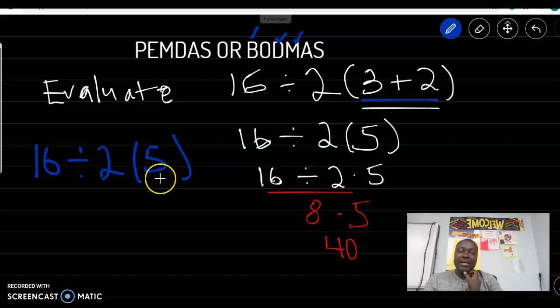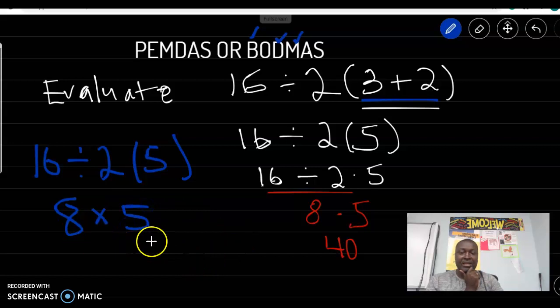But remember the exception. When we have only division and multiplication, we apply the left to right rule. So we divide 16 divided by 2, and that gives us 8. And then we multiply. In Europe, that's the multiplication that looks like a dot. For those in America, be careful when you see this in the middle. It's not an X, it's multiplication. And then you multiply and you get 40.